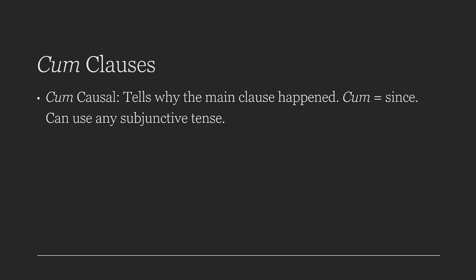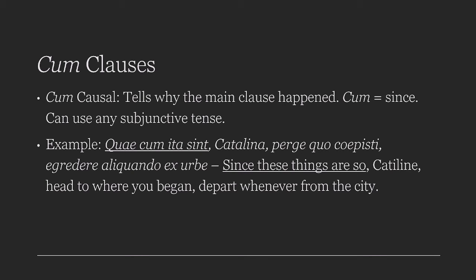The third kind is the cum causal. And the cum causal tells us why the main clause happened. So in this instance, cum is going to mean since. And it can use any subjunctive tense. So an example of that, quae cum ita sint. You'll see this all the time. You may see it in past tense, quae cum ita essent, since these things were so. Doesn't matter, but this is a really common kind of cum causal.